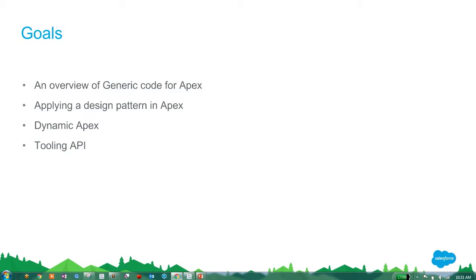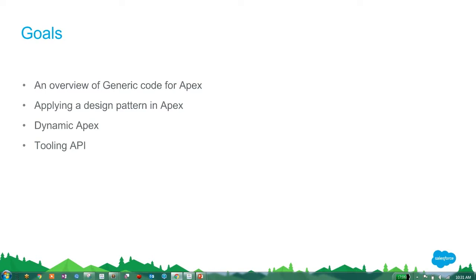Okay, so we have a really meaty talk today, so we're only going to touch on a few of these topics. But the overall goal that we have for you is we want you to think about the way that you structure your code, how you refactor it, and how you design solutions. So we're going to talk a little bit about generic code for Apex, what it means, what problem it solves for, how to do it.